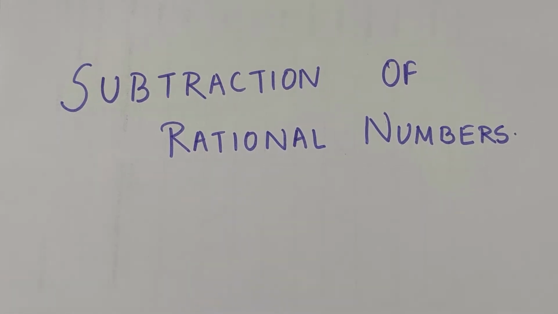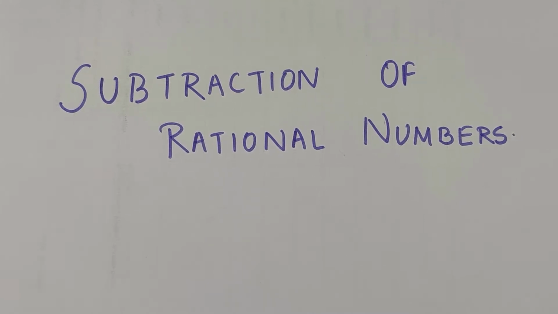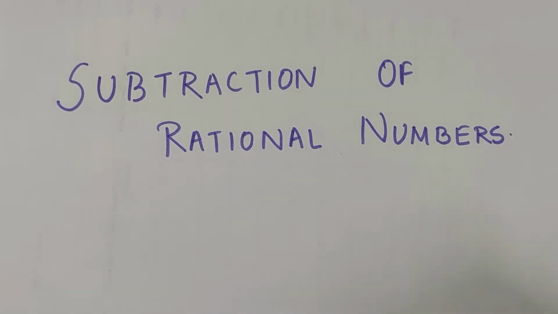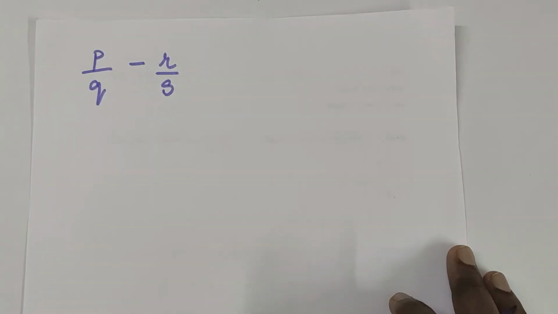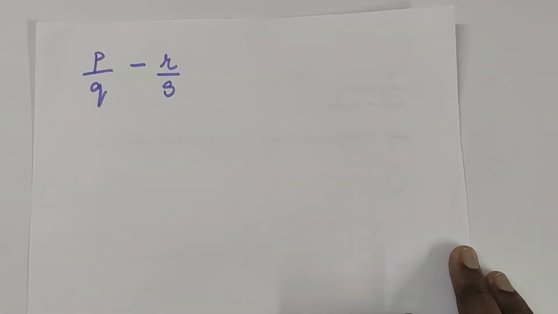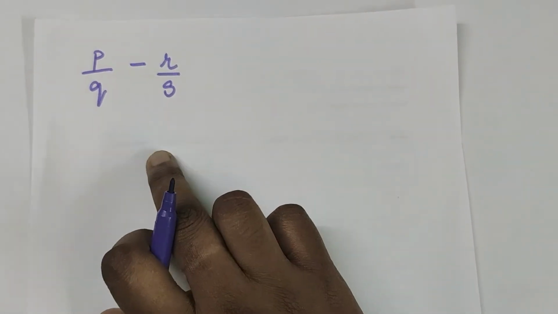Hello students, today we are going to discuss the second chapter of rational numbers, that is, subtraction of rational numbers. In the first unit we discussed the addition of rational numbers. So to start with, I am going to show you a general formula for the subtraction of rational numbers, which is p by q minus r by s.